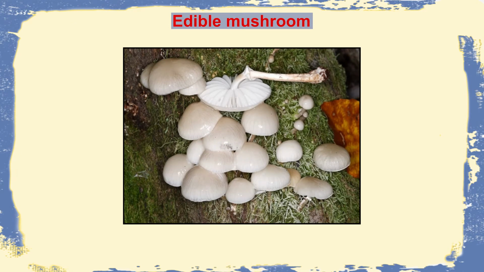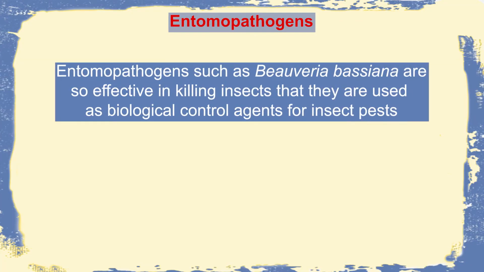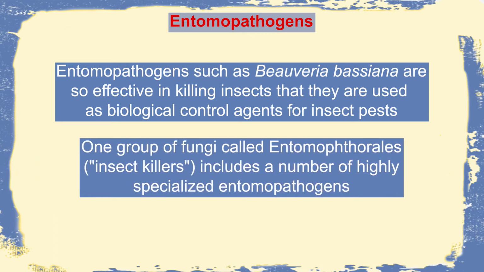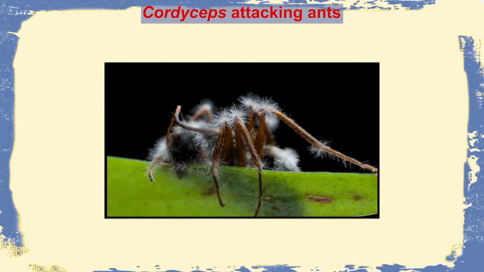Many of these edible mushrooms actually grow on lignin or hay. They can be entomopathogens, that is they are capable of growing on insects and can kill them, as a result of which they are a unique biological control agent for different insect pests. This common group is known as Entomophthorales or insect killers, and they include Cordyceps. As you can see, they have invaded the ant and killed it.